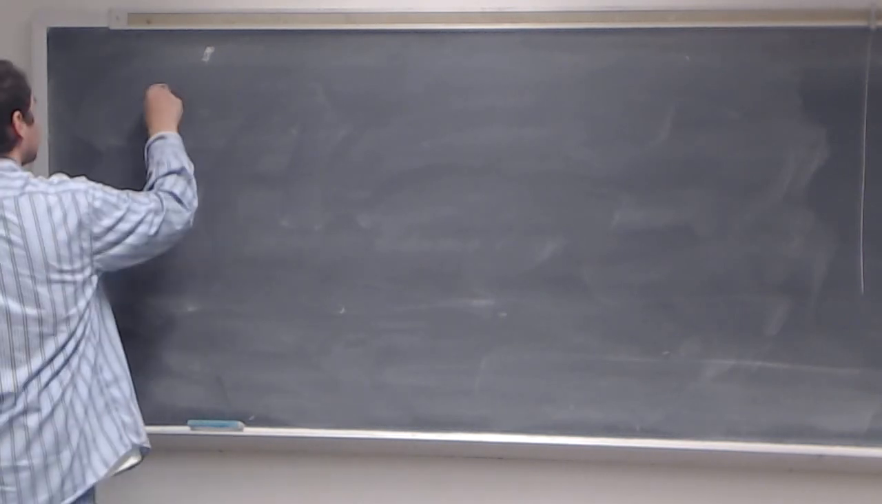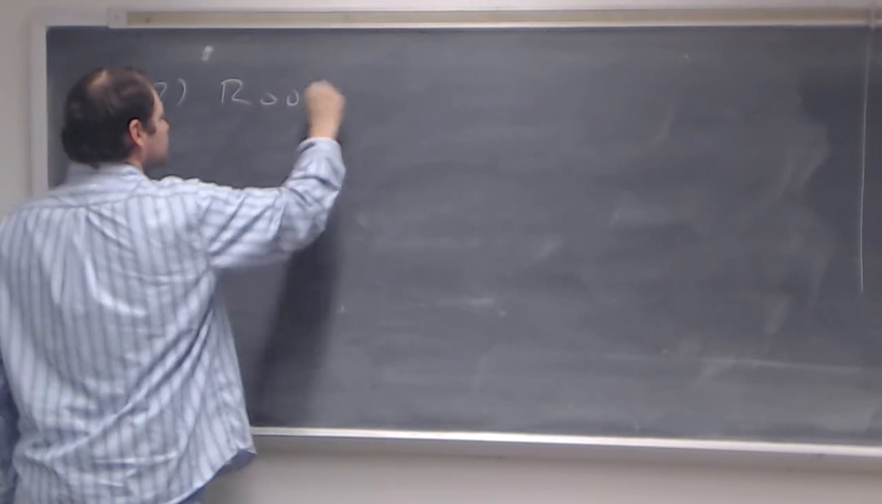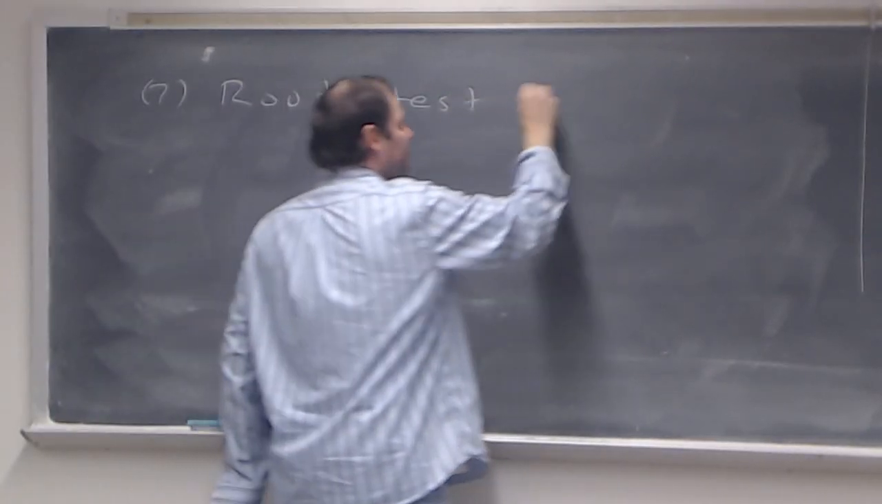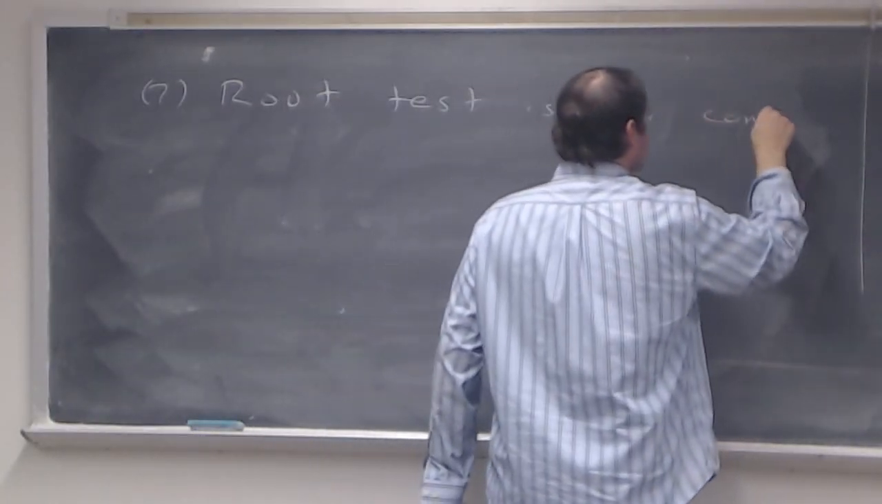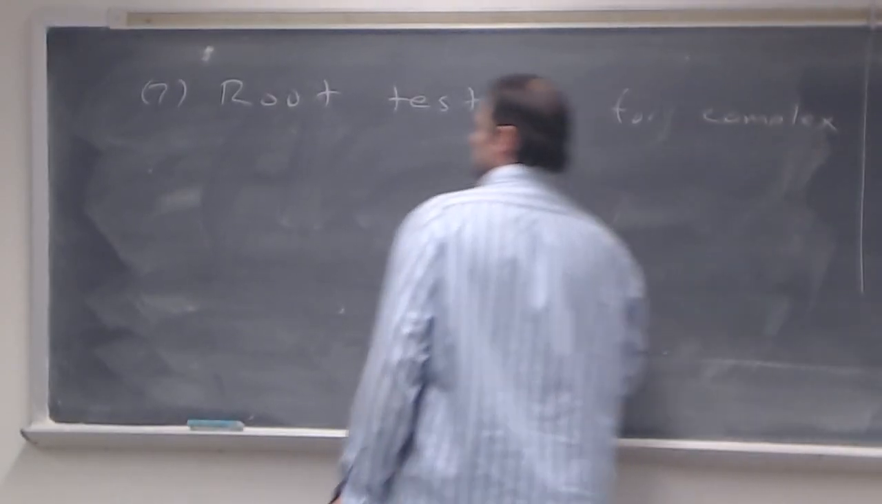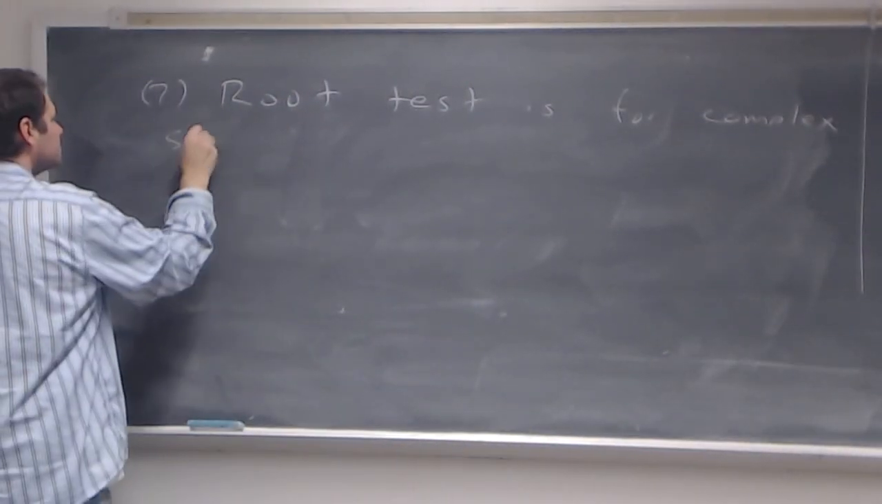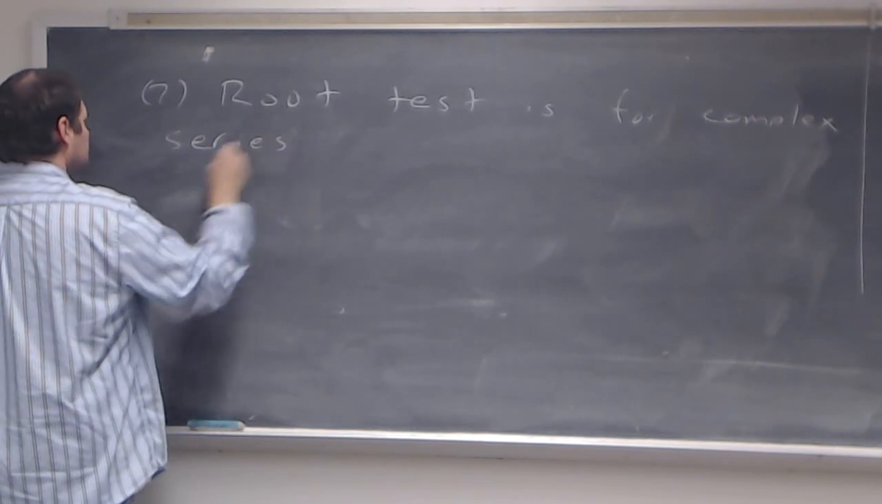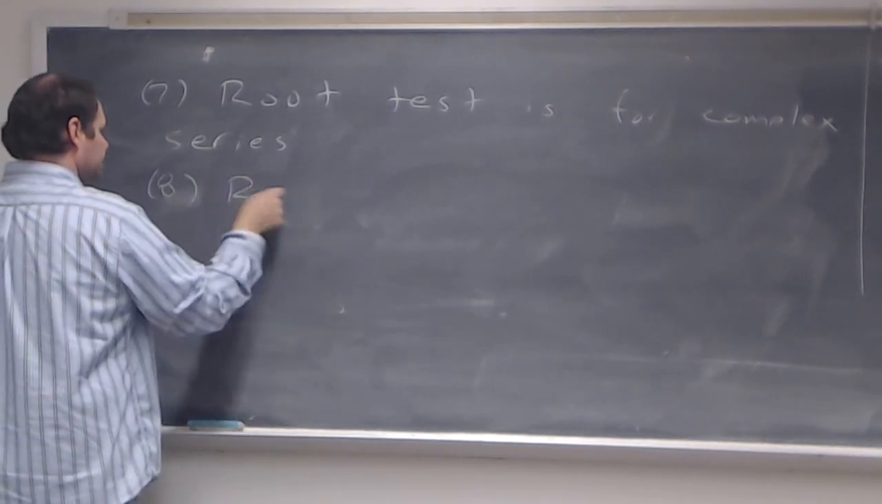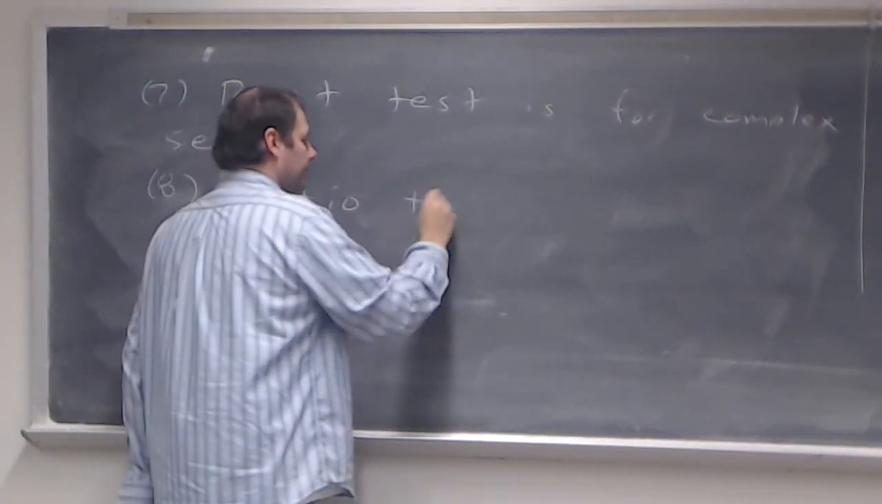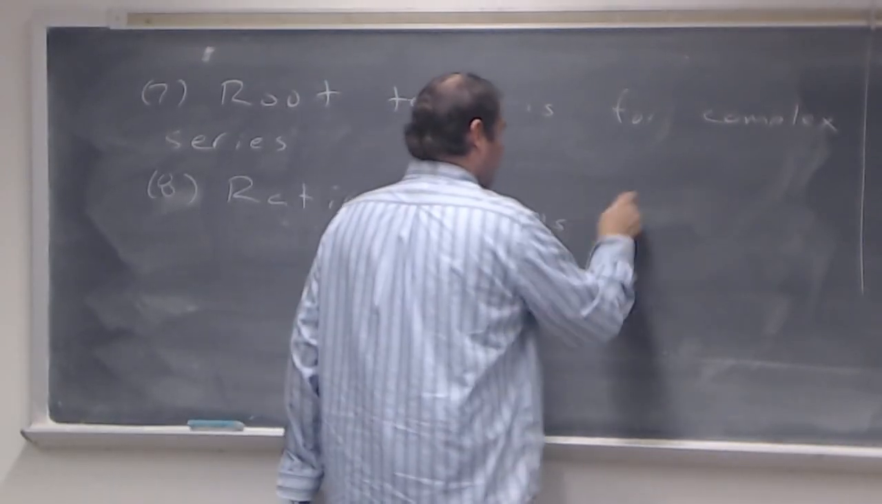So 7, root test is for complex series. And ratio test is for complex series.